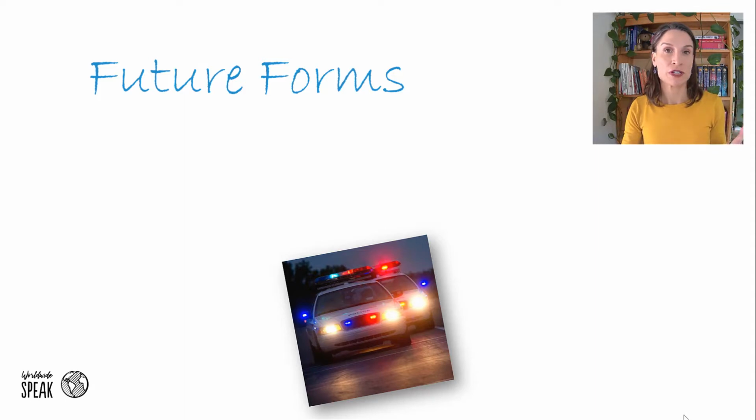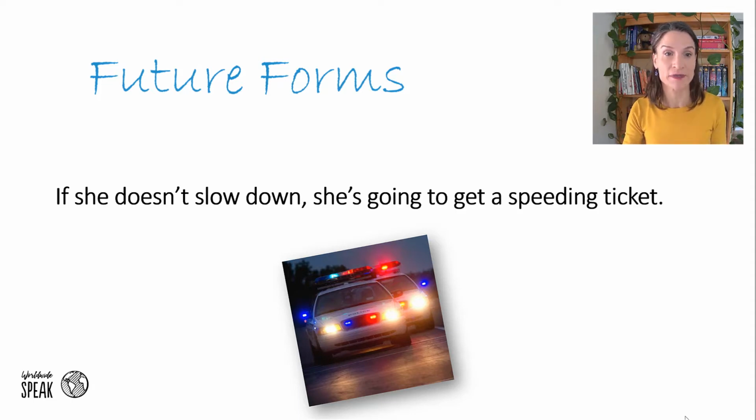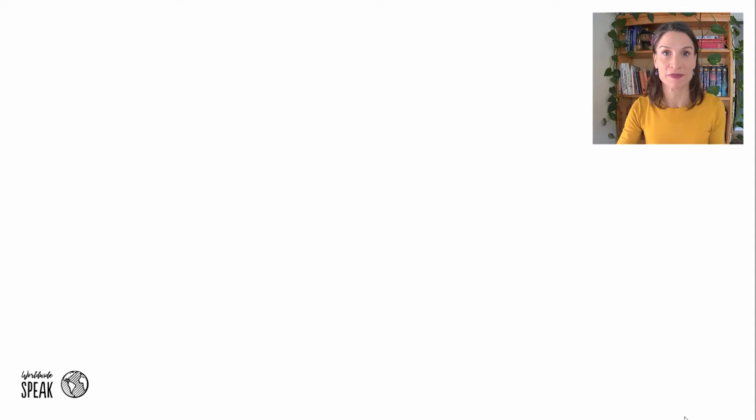So for the future we can also use going to. We don't have to use will. So you might have a first conditional sentence that looks like this. If she doesn't slow down, she's going to get a speeding ticket. And that's okay too. Just remember with the if clause, present simple, and in our main clause, we're going to use the future. It can be with will, or it can be with a form of be going to.